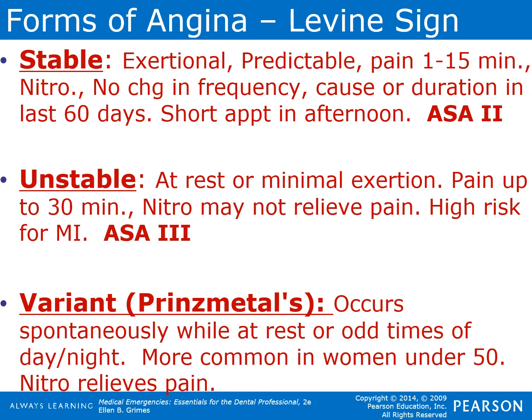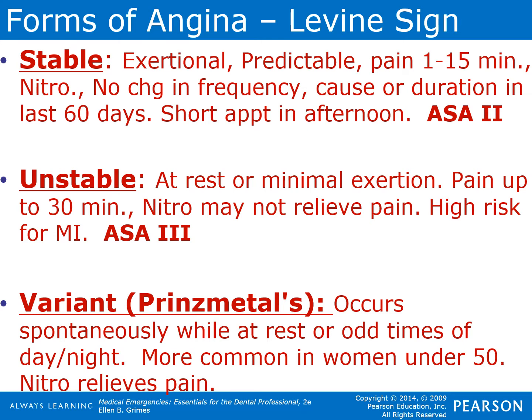If you have unstable angina, that means at rest or very minimal exertion, you have chest pain. And so the pain can last a lot longer. It lasts up to 30 minutes. And nitroglycerin underneath the tongue may not relieve the pain at all. These people have a very high risk for a heart attack or a myocardial infarction. And it's unstable. It would definitely push them into an ASA3 category on their health.